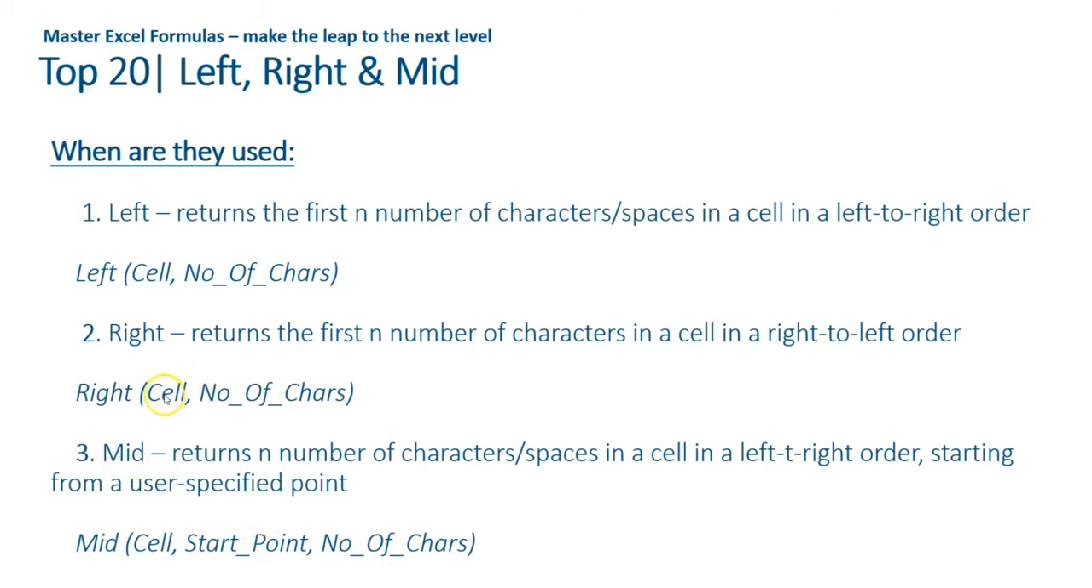So you need to have the cell and then the number of characters, and then the MID formula returns n number of characters in a left to right order, starting from a user specified point. So as you can see, the structure of the formula here is, we need the cell again, we need the starting point, and we need the number of characters.